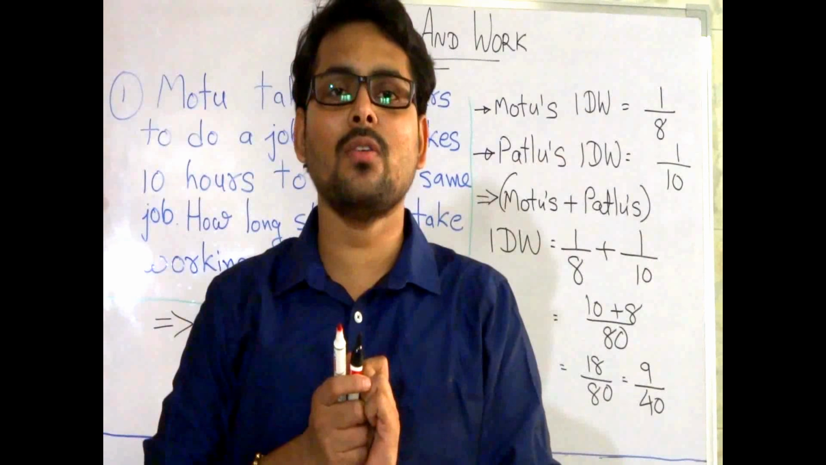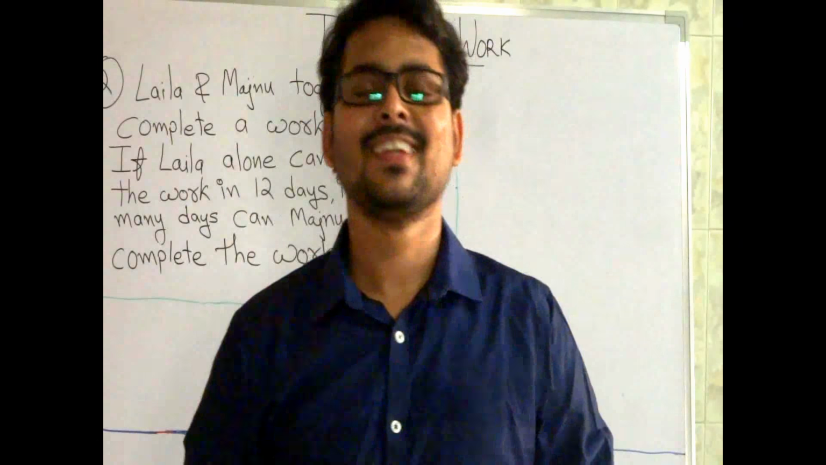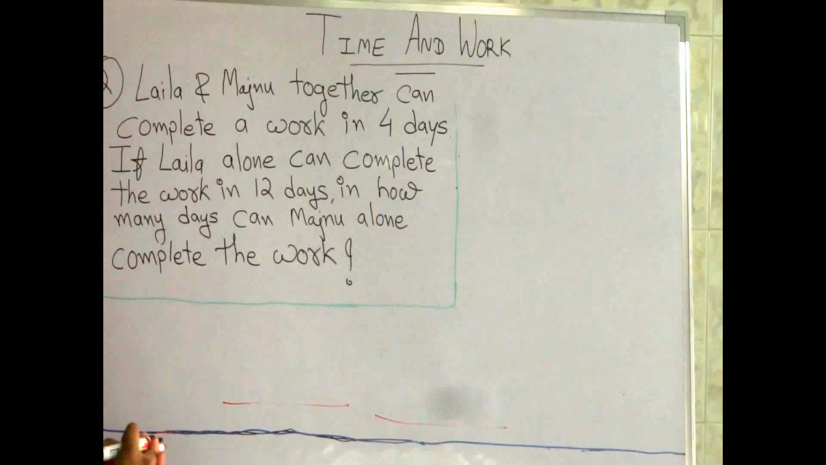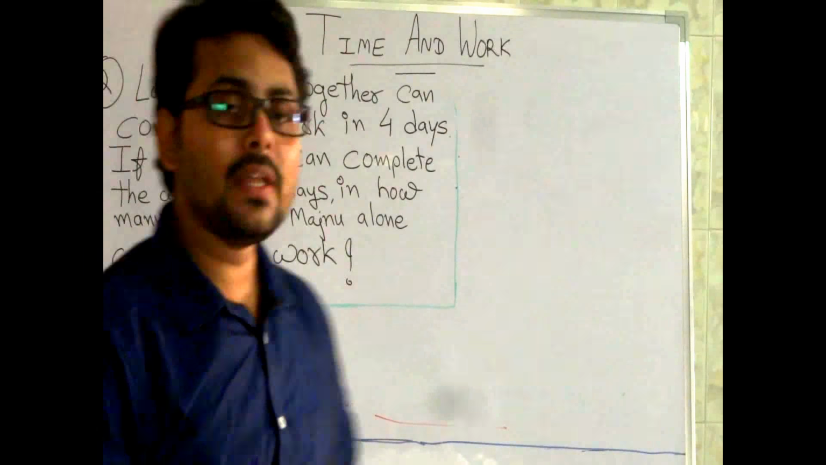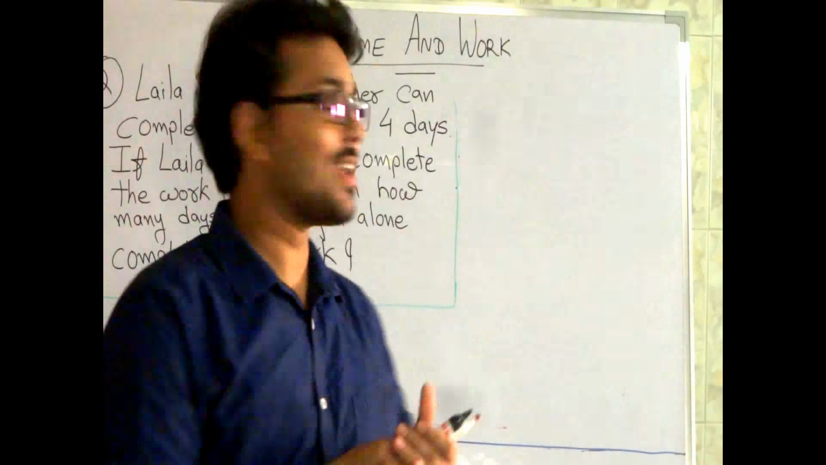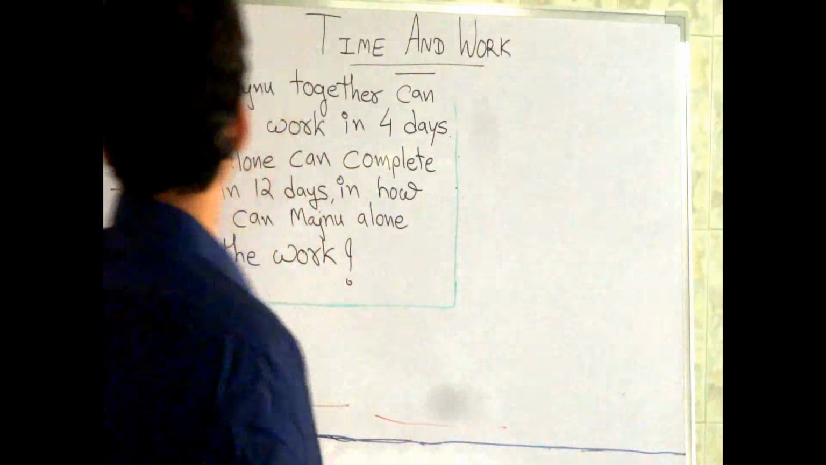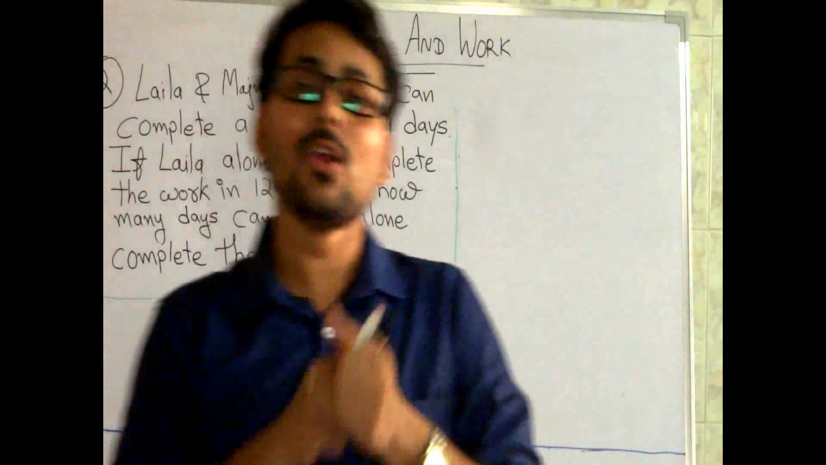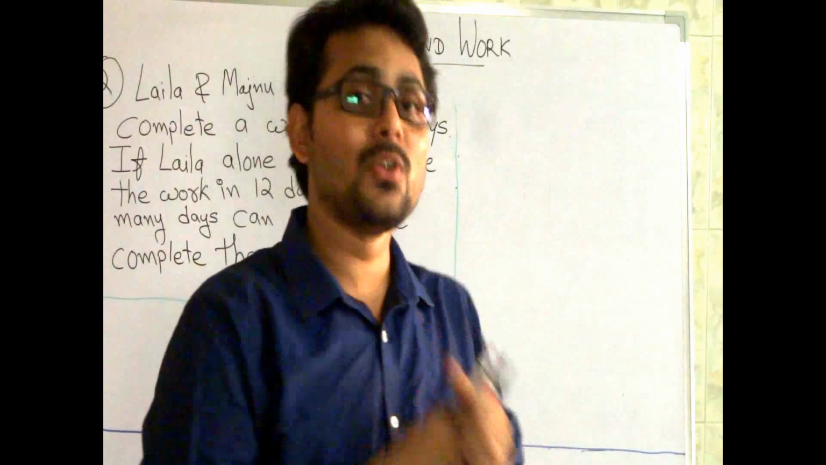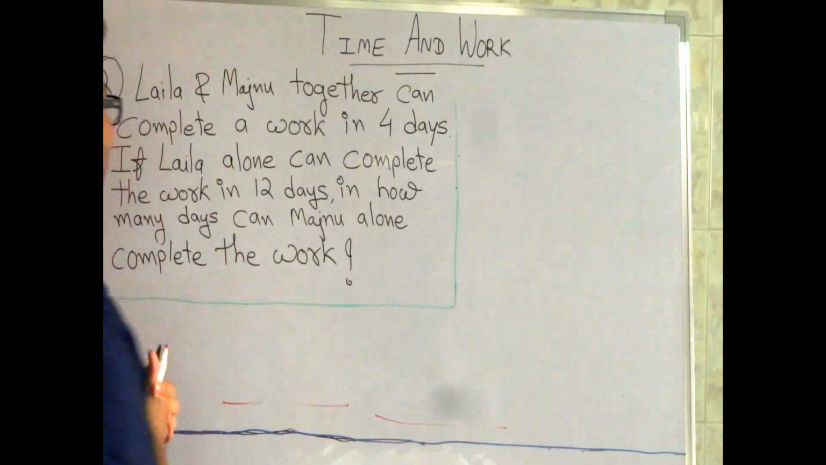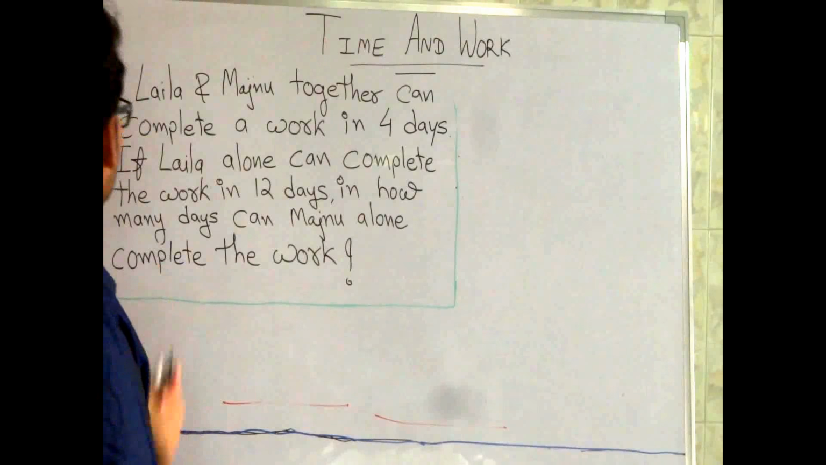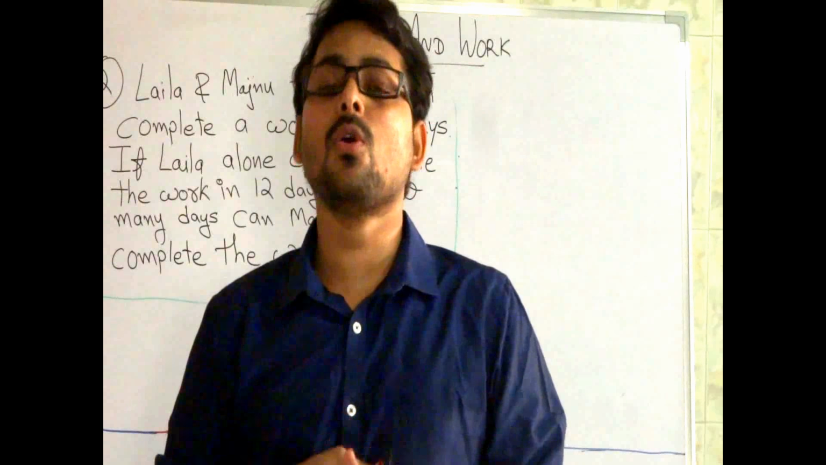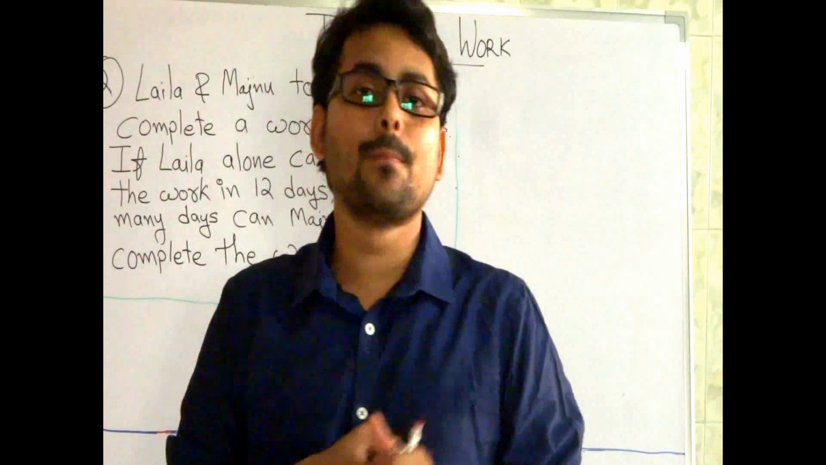Okay, now we will move on to the second problem. So this is the second problem. Okay, let me read it out. Laila and Majnu together can complete a work in 4 days. If Laila alone can complete the work in 12 days, Laila alone is working and she can complete the work in 12 days. I don't know how. In how many days can Majnu alone complete the work? If Majnu alone is working, how long should he take to complete the work?